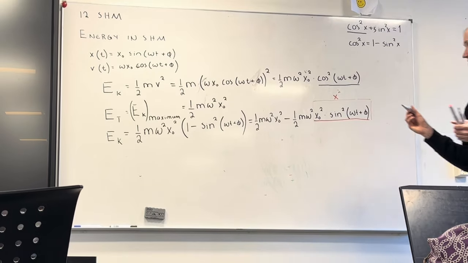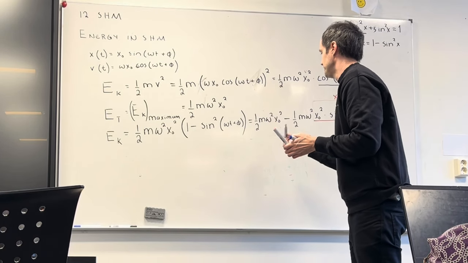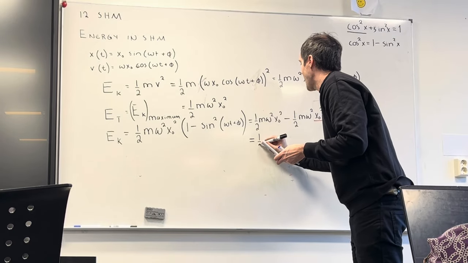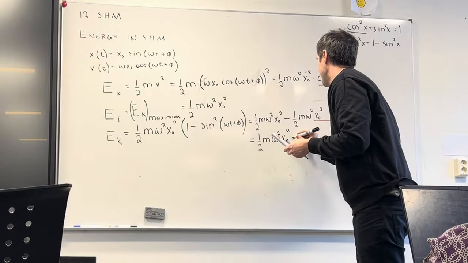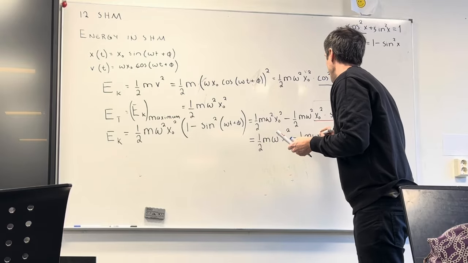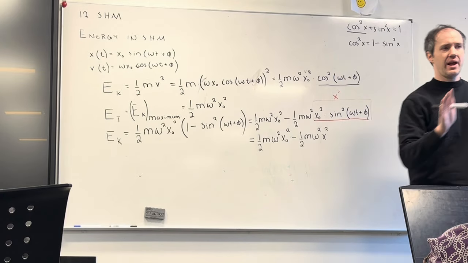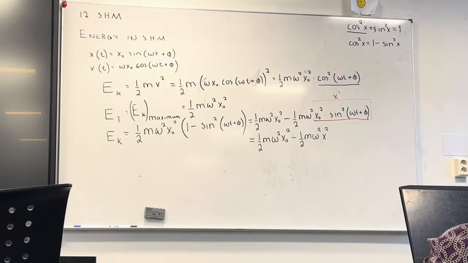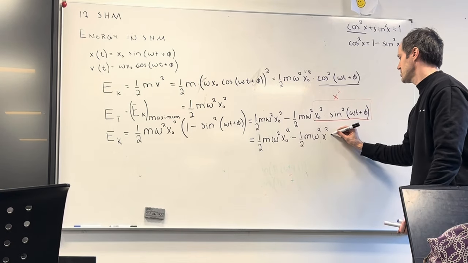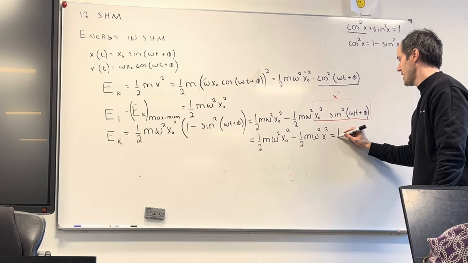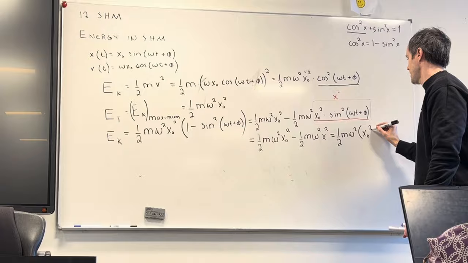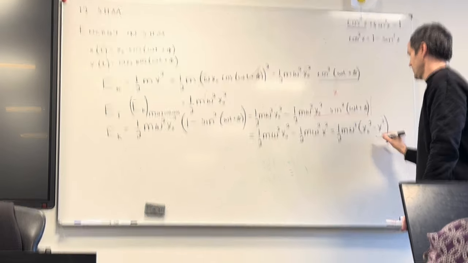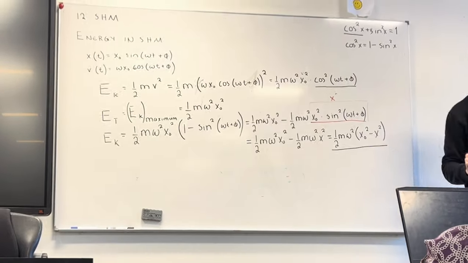So that means that I can write this thing here as 1/2 m omega squared x0 squared minus 1/2 m omega squared x squared, where x is the position of the object at one specific point. And I can factor out the common factors. So I can write this as 1/2 times mass times omega squared times x0 squared minus x squared. And I believe this one is in the data booklet.